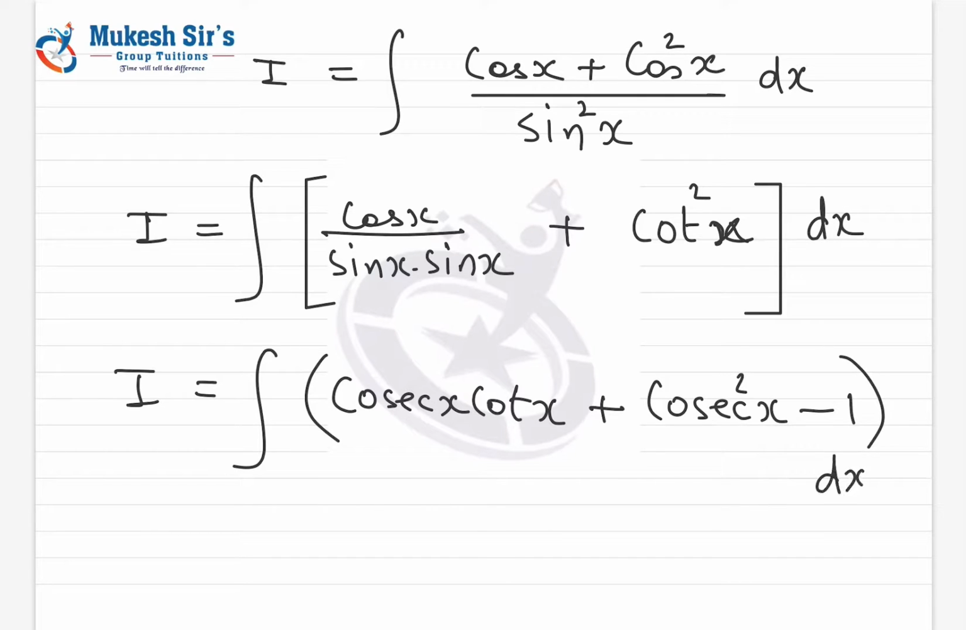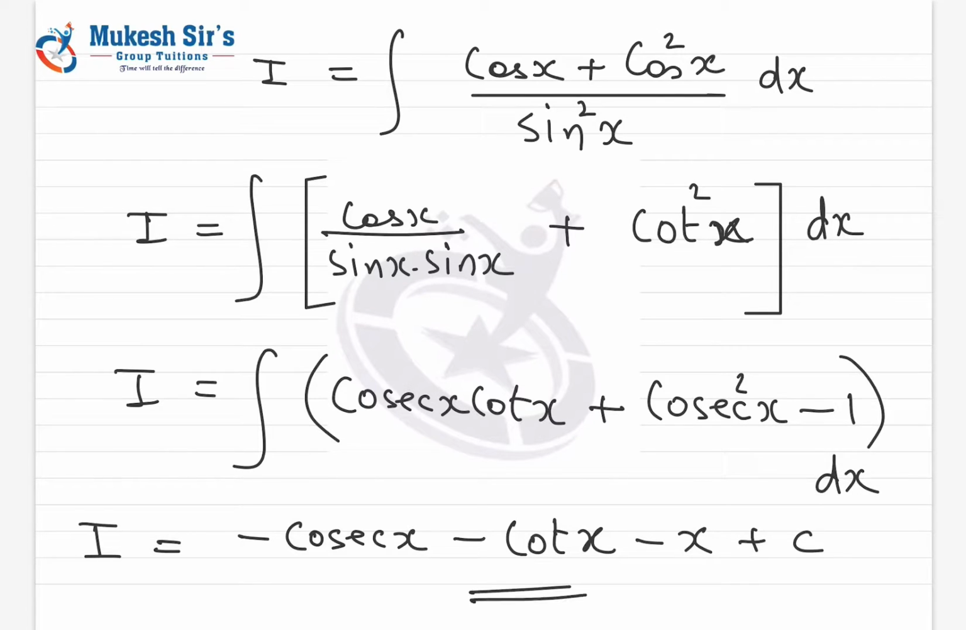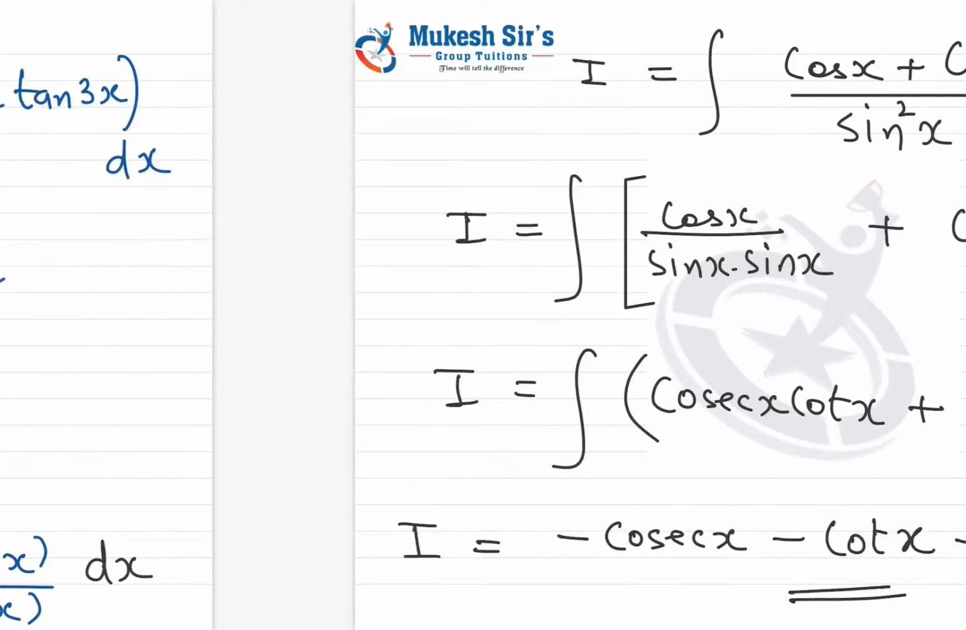Now you can integrate all the terms. We have written everything in the form where integration is possible. So integration of cosec x into cot x is minus cosec x plus c. Integration of cosec square is minus cot x plus c. Integration of minus 1 is minus x plus c. That's your answer there. So integration is minus cosec x minus cot x minus x plus c. That's your answer. Clear? So you have to multiply and divide by the conjugate of the denominator.